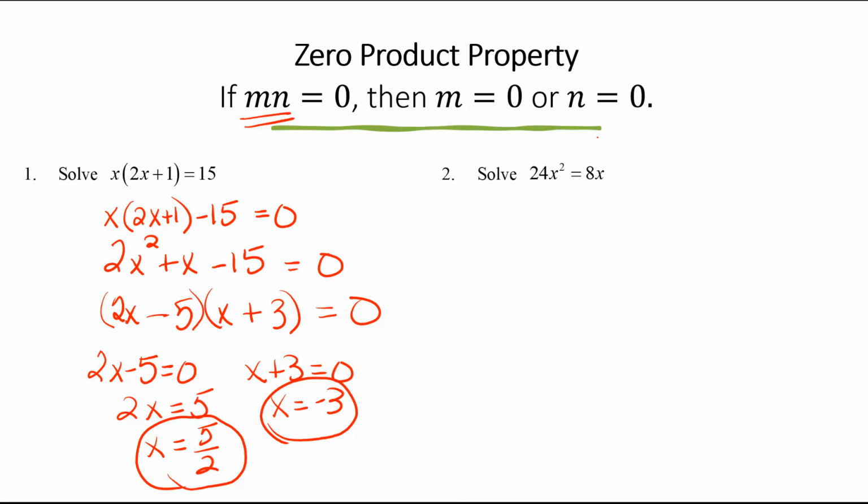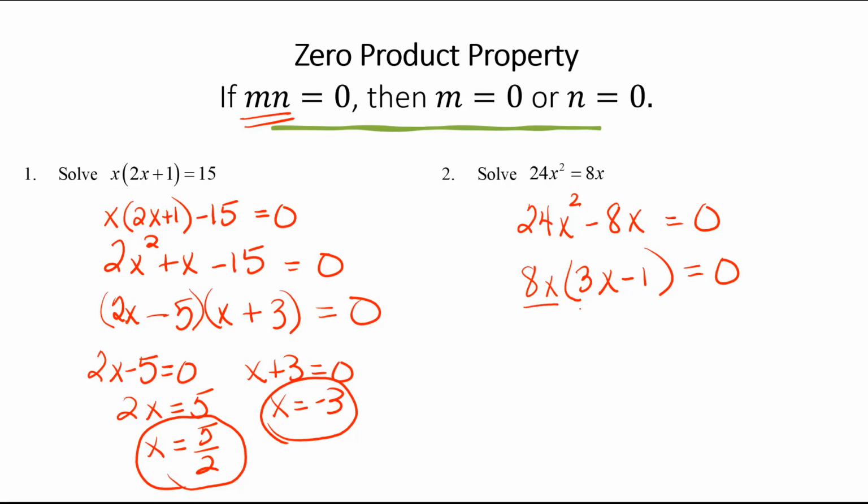So we will not do that. What we will do is subtract 8x on both sides. So we can have 24x squared minus 8x equals 0. And now we will factor. Now we can factor out the 8x and end up with 3x minus 1. And then we can use the zero product property. This multiplied by this is 0, so either this is 0 or this is 0. And now we get two solutions, x is 0 or x is 1/3.